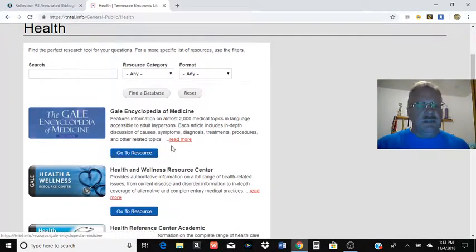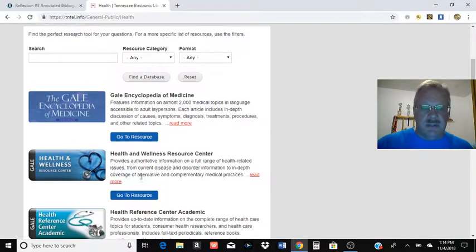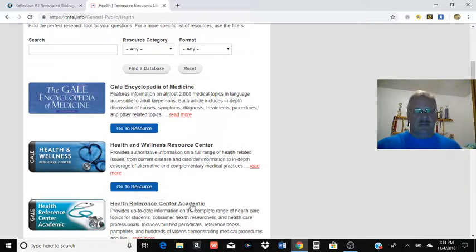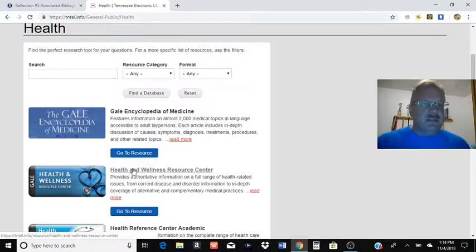And some good sources here. The Gale Encyclopedia of Medicine is an excellent source. Health and Wellness Resource Center is another good one. Health Reference Center Academic. What these databases do is they're written for high school and college students doing research on medical topics, which is you, right?